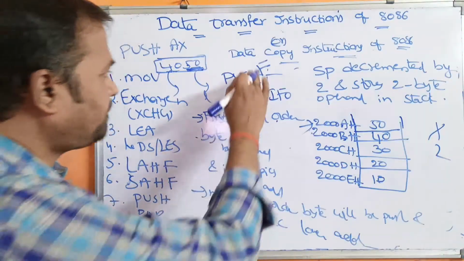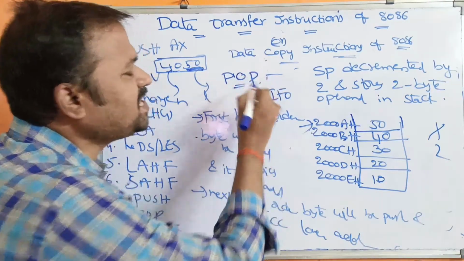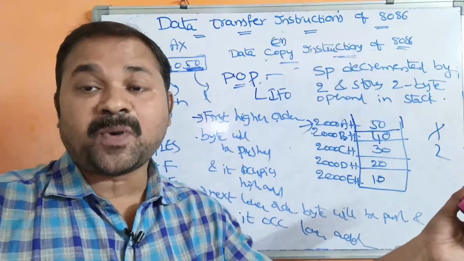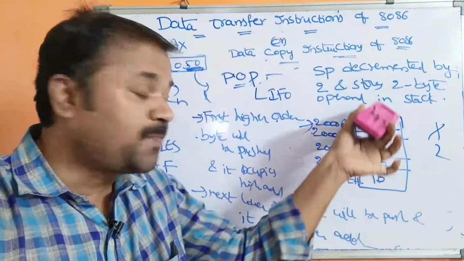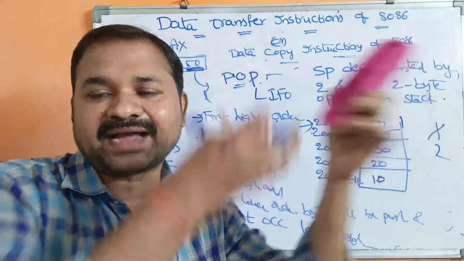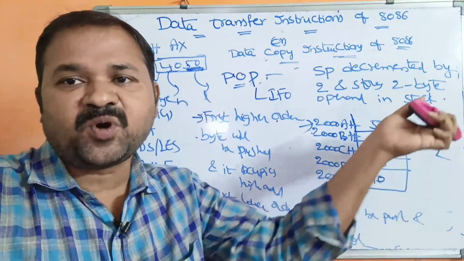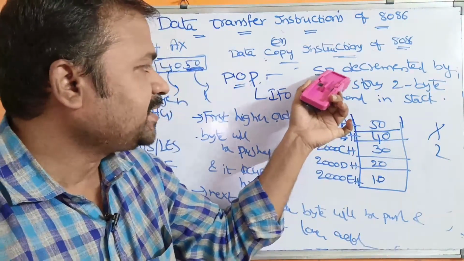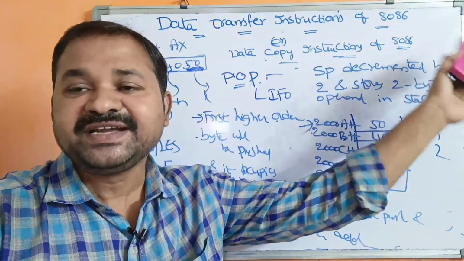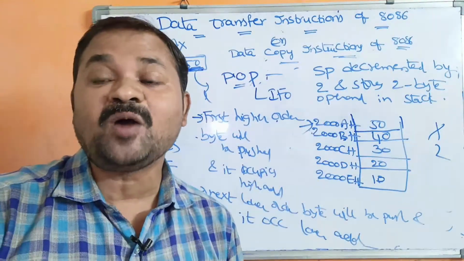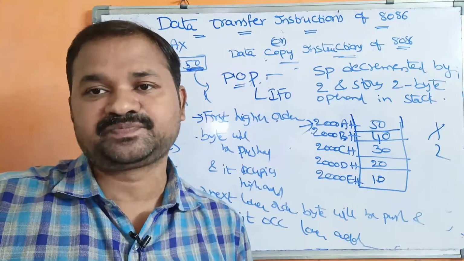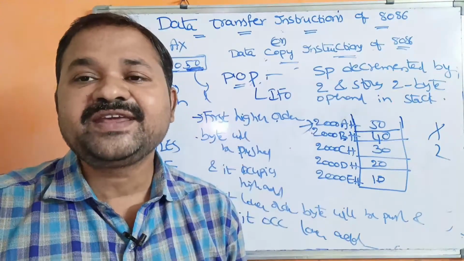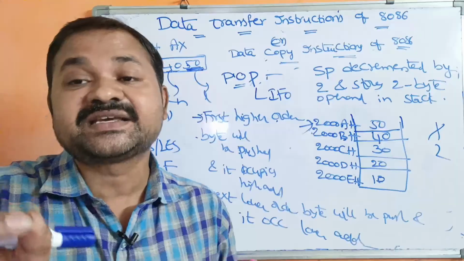And the next two are what? POP. POP is entirely opposite to the push operation. So POP means we have to pop some content from the stack and that content will be stored in a register. The corresponding popped content will be stored in a register. Here we know that the push operation decrements SP by 2, whereas the pop operation increments SP by 2.